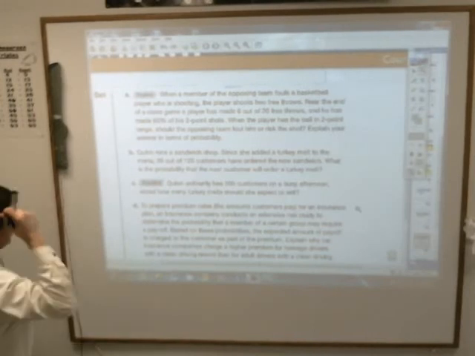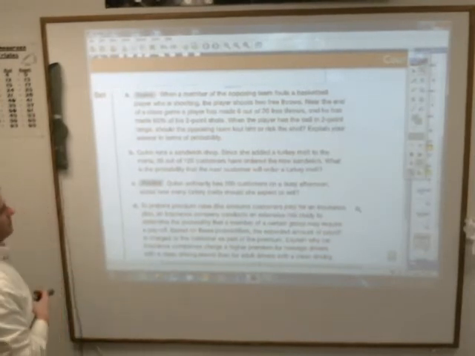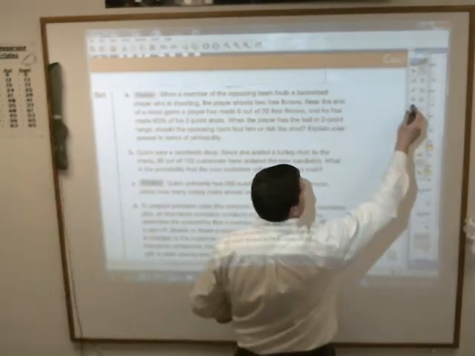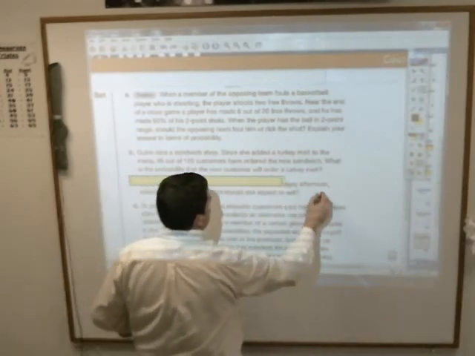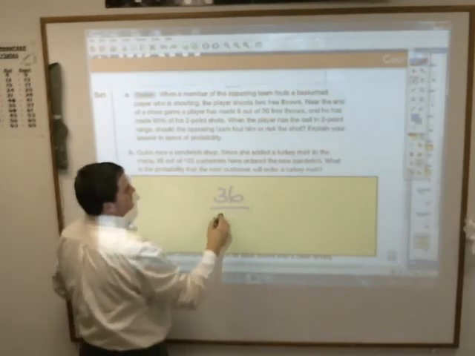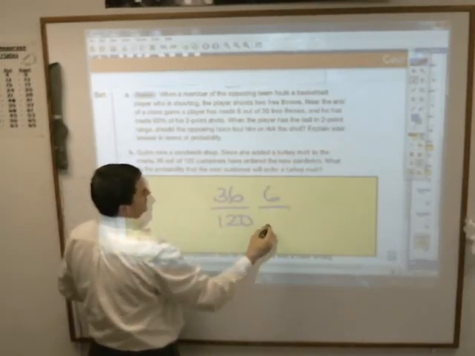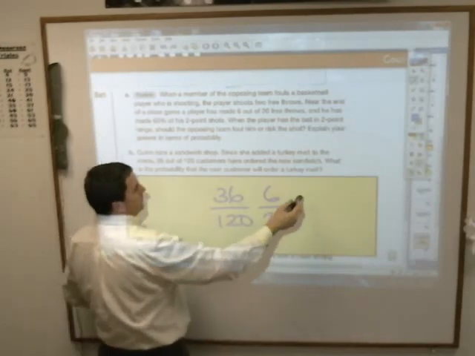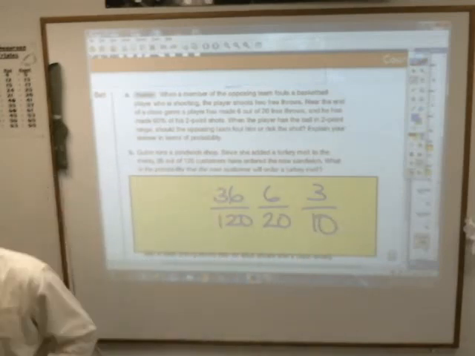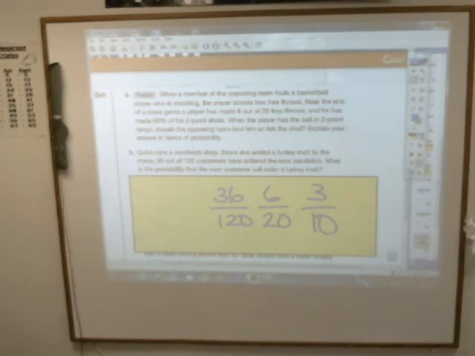Let's go B. Quinn runs a sandwich shop. Since she added a turkey melt to the menu, 36 out of 120 customers have ordered the new sandwich. What is the probability that the next customer will order a turkey melt? 36 out of 120. It is, but you probably should reduce that to what? 6 goes into both of them. 6 over what? Cut them both in half. 3/10 or 0.3, yeah.